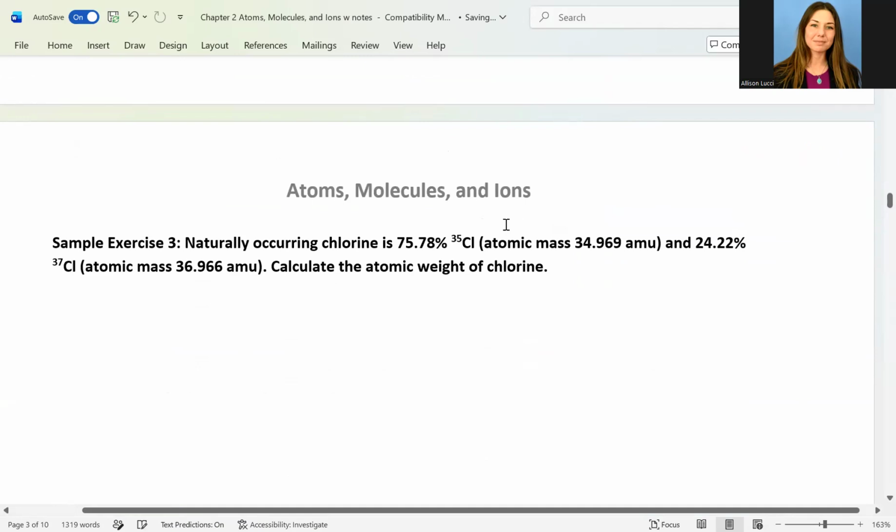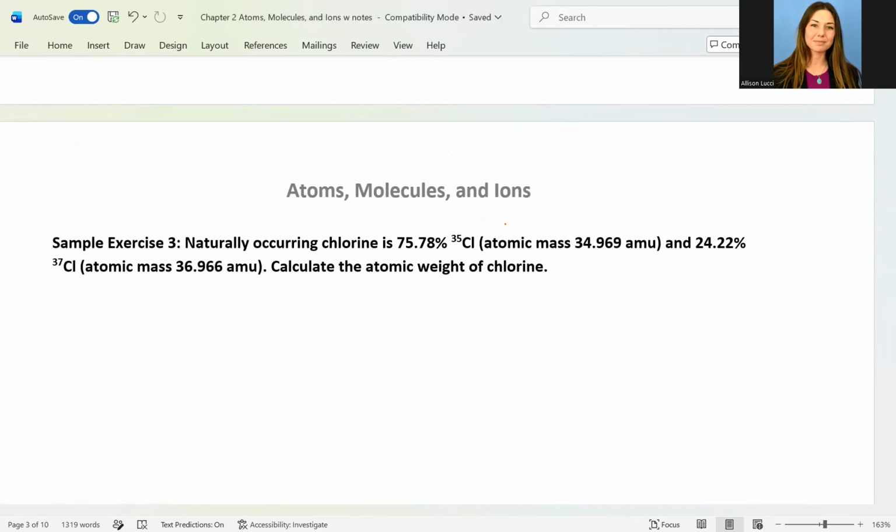Let's look at this last sample exercise from this section, sample exercise 3. And we're told that chlorine has 2 naturally occurring isotopes. There may be more, but these are the main isotopes. This first one, chlorine-35, has an atomic mass of 34.969, and its percent abundance is 75.78. Then we have our second percent abundance here, 24.22. Notice if you add them together, we get 100%. And then that second isotope, the heavier one, chlorine-37, is 36.966 AMU.